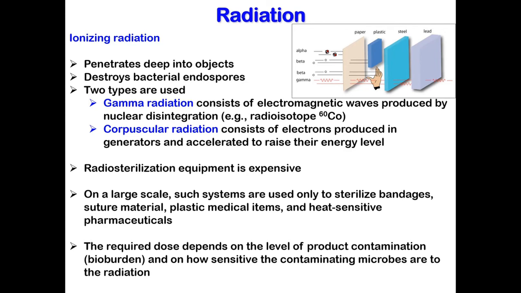It's used on a large scale in the pharmaceutical industry to sterilize things like bandages, suture material, and heat-sensitive pharmaceuticals. It can also be used in the food industry to prevent spoilage in seafood, meat, poultry, and fruits. And the required dose of ionizing radiation depends on the level of product contamination, so the bioburden, as we discussed before, and how sensitive the contaminated microbes are to the radiation.